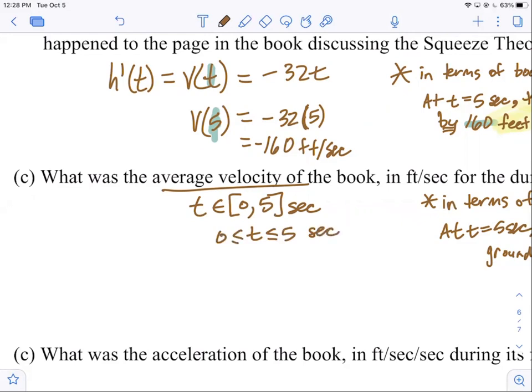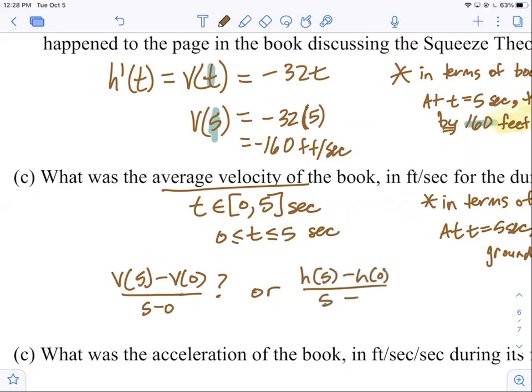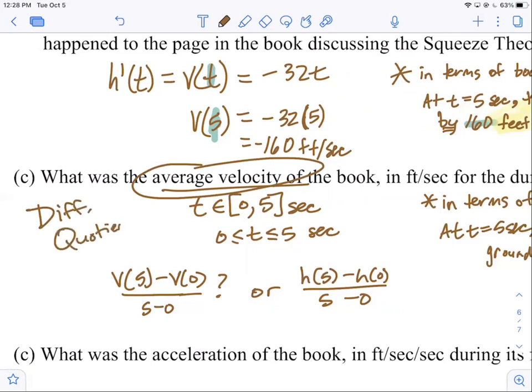So average velocity, is that going to be v of 5 minus v of 0 over 5 minus 0? Or is it going to be h of 5 minus h of 0 over 5 minus 0? Both of these are the difference quotient. Whenever it says average, in this case, it's the difference quotient. Which one do I use? Change in v over change in time, or change in h over change in time for average velocity?